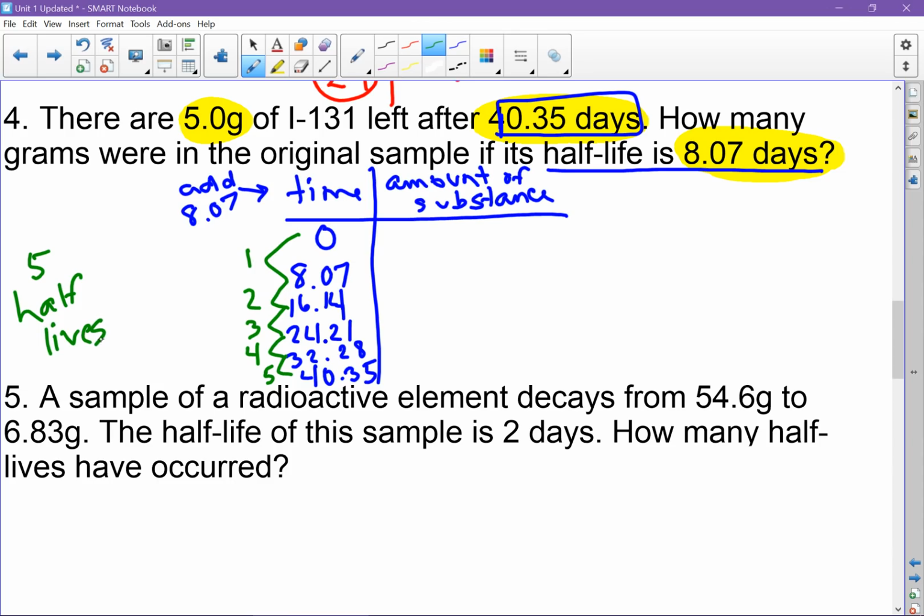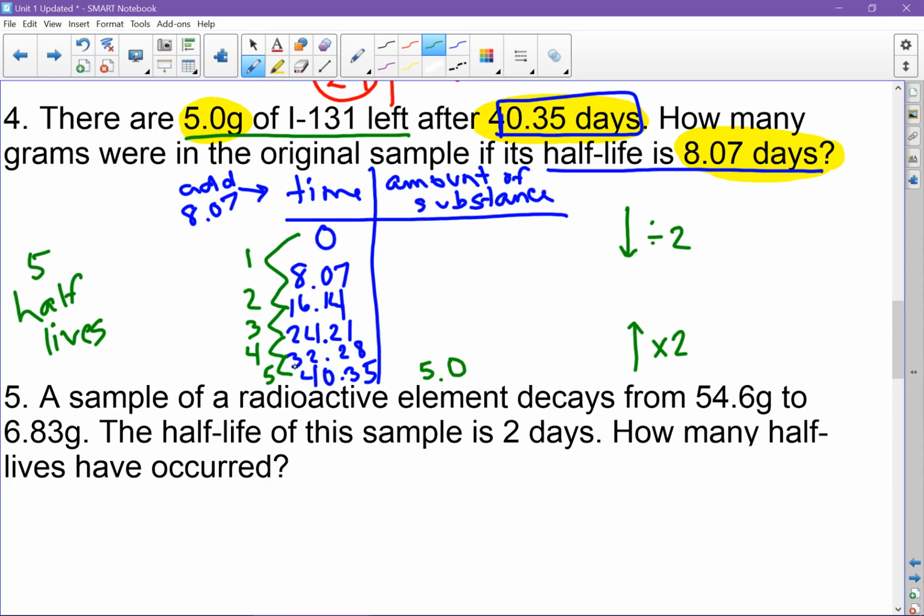Now let's work with the amount of the substance that we have. This one is a little bit tricky because it says that there are 5 grams left. That doesn't mean that there were 5 grams at the beginning. That means it was 5 grams down here. So when we went down this column, we divided by 2, which means if we want to go backwards, the opposite is multiplying by 2.